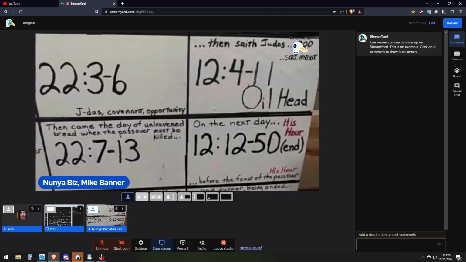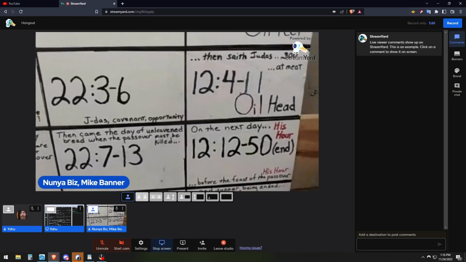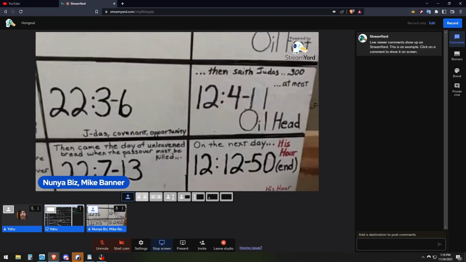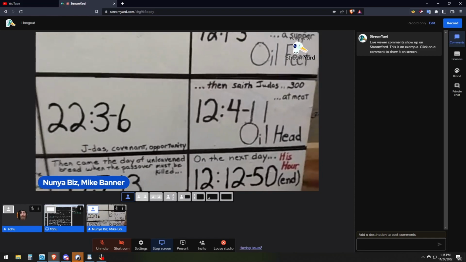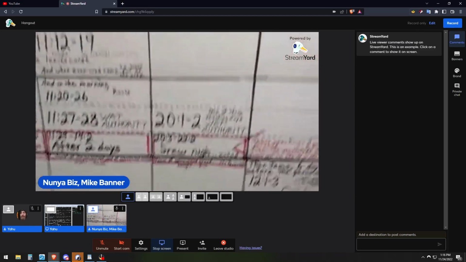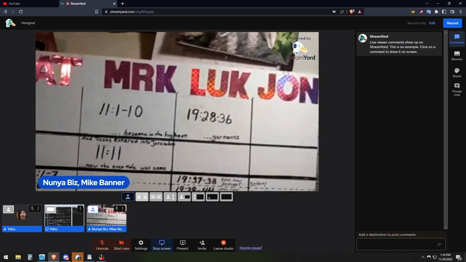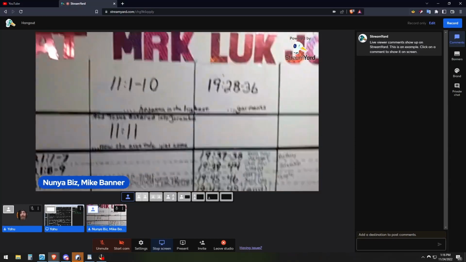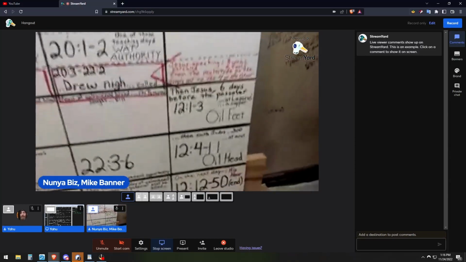On the next day, much people that were come to the feast, when they heard that Jesus was coming to Jerusalem, took branches of palm trees and went forth to meet him and cried, Hosanna, blessed is the King of Israel. Wait a minute. I thought we had a triumphal entry way back here at Mark and Luke and Matthew. What the heck's going on? We can't have 3 triumphal entries, can we?